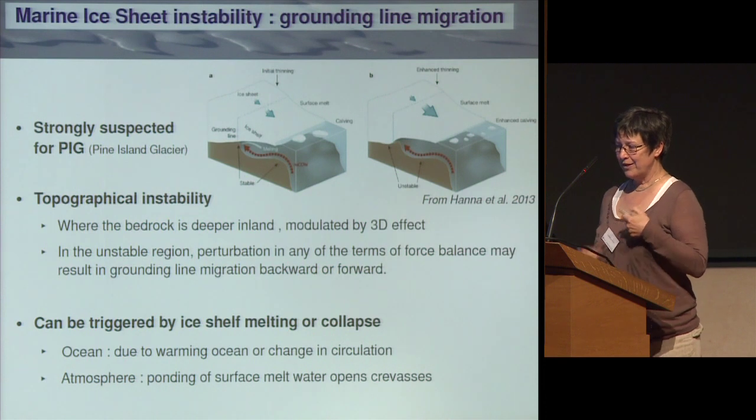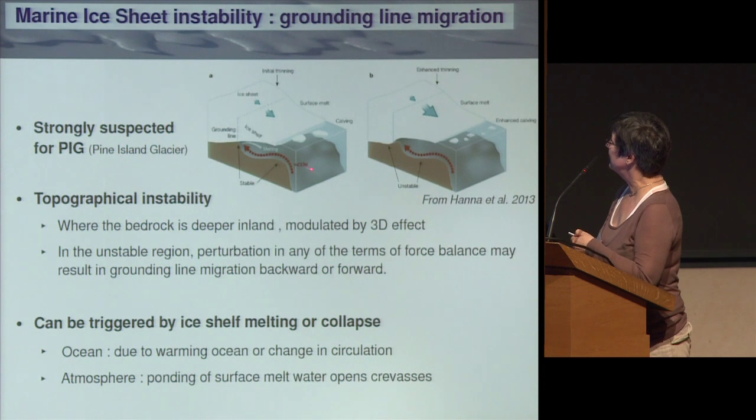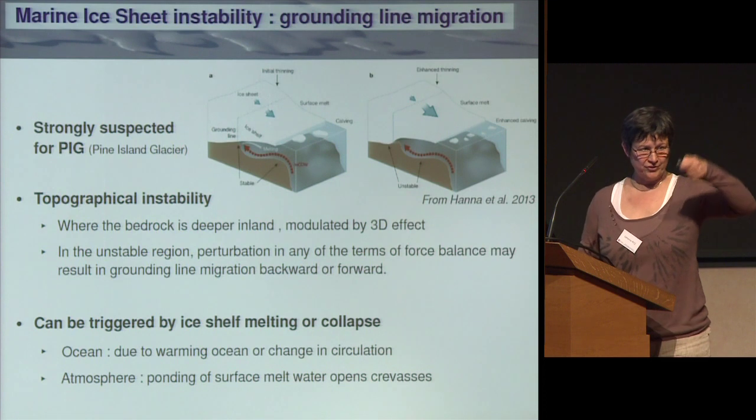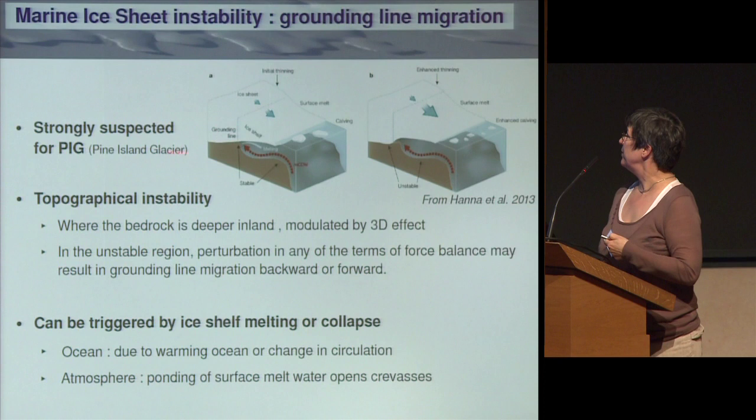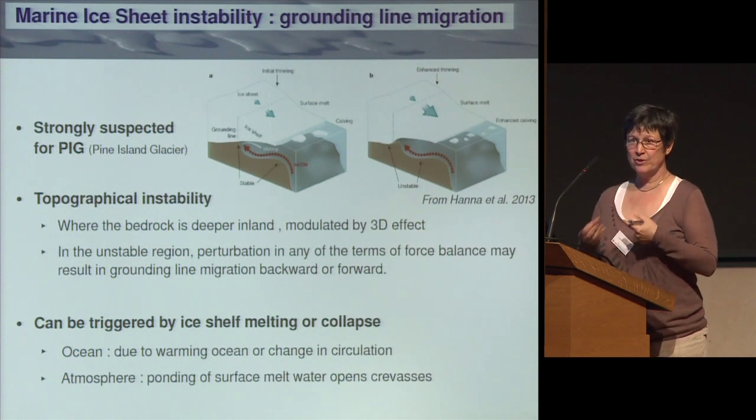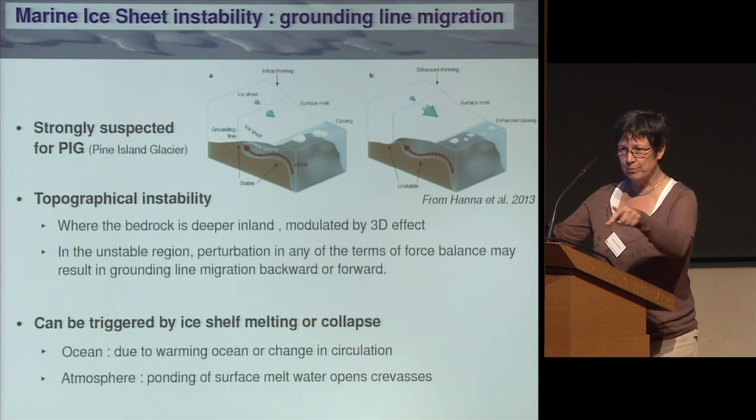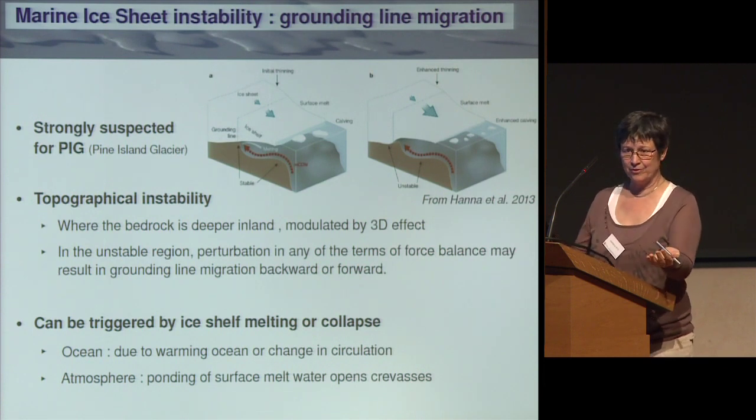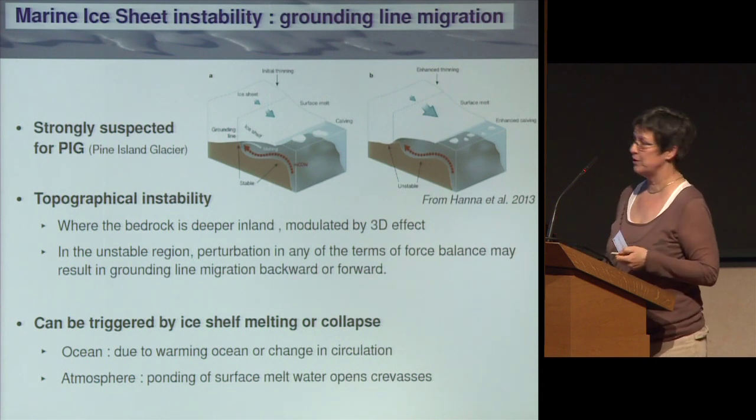So if we take, for instance, this scenario where the grounding line is just at the top of a stable position, if there is a thinning for any reason, it can be basal melting below the ice shelf, it can be surface melt, or it can be that the ice shelf was grounded on some pinning points, and that the ice shelf melts and these pinning points are not pinning below the ice shelf anymore.